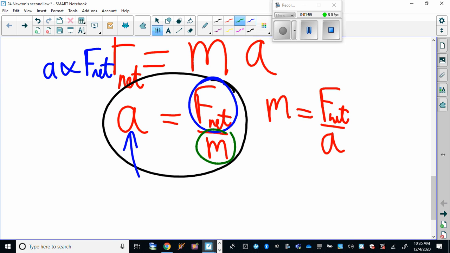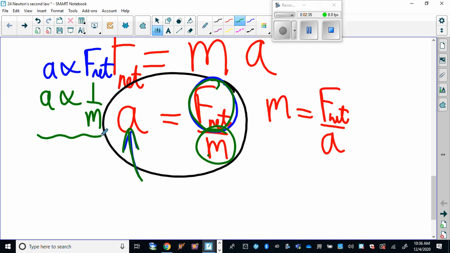For the mass, it's inversely proportional. So meaning that if the net force on an object stays the same, but I increase the mass, then logically the acceleration is going to decrease. So we say that acceleration is inversely proportional to mass. If I increase the mass, I will decrease the acceleration, assuming the net force stays the same. I can also read this as acceleration is directly proportional to 1 divided by the mass.